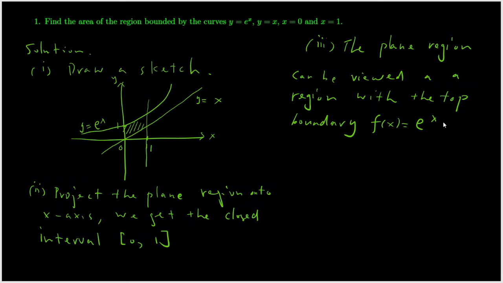With the top boundary of that, and the bottom boundary. I'm going to use g of x to represent the bottom boundary. So basically the bottom boundary is supposed to be the graph of g of x. Look at the region again. The bottom boundary is the graph of y equals x. So g of x in this case is x, over the interval from 0 to 1.